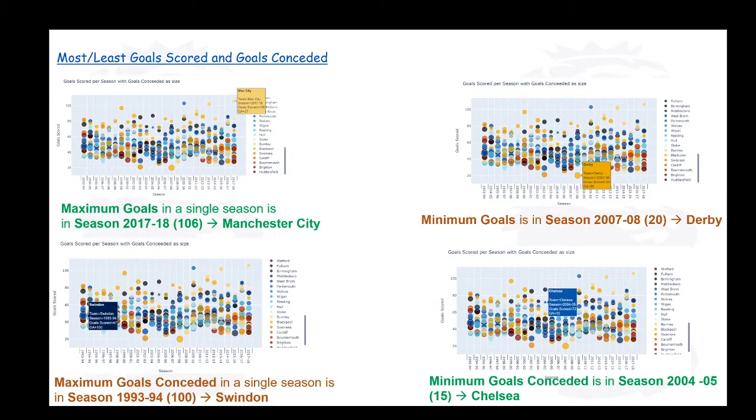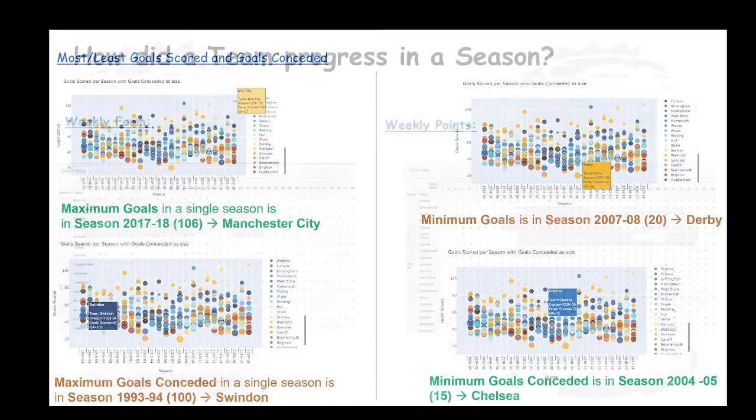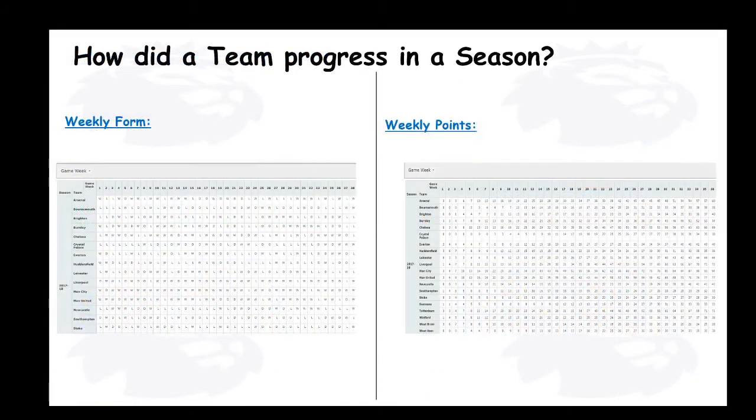Now moving away from the stats, as 20 teams play against each other in the home-away format, we have a total of 38 game weeks. Here I have built these two tables for the weekly form and weekly cumulative points. Let's see how a team progressed in the season. The tables have the option to select the season and the teams and view the progress accordingly.